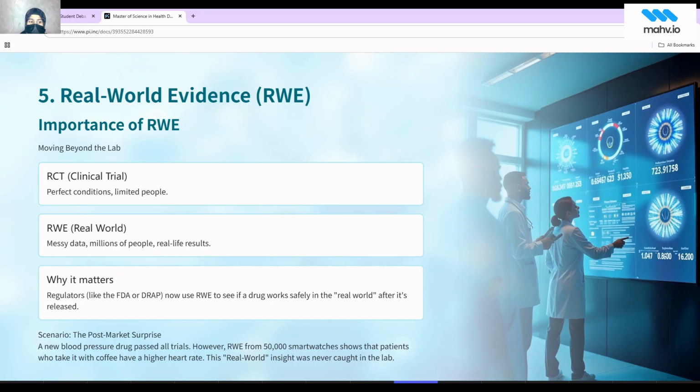Regulators now use real world evidence to see if a drug works safely in the real world after its release. For example, the post-market surprise: a new blood pressure drug passed all the trials. However, real world evidence from 50,000 smartwatches shows that patients who take it with coffee have a high heart rate. This real world insight was never caught in the lab.